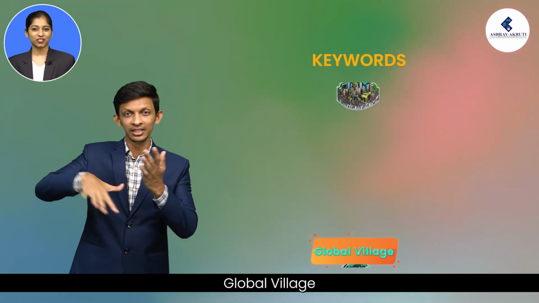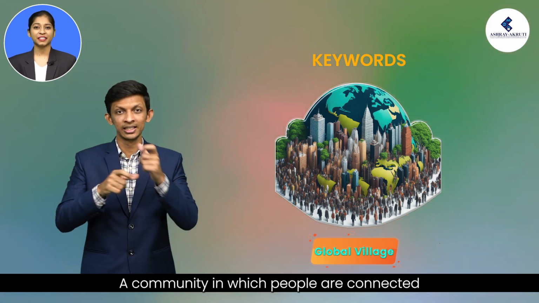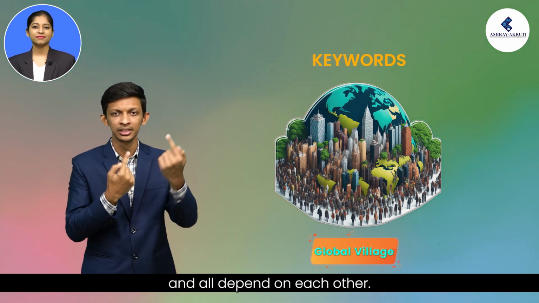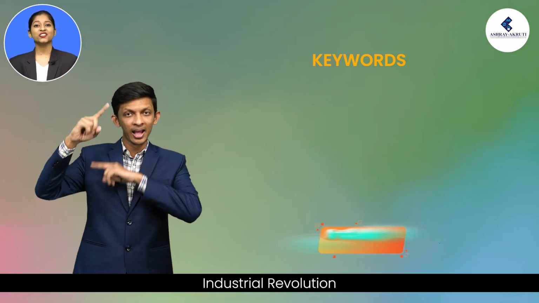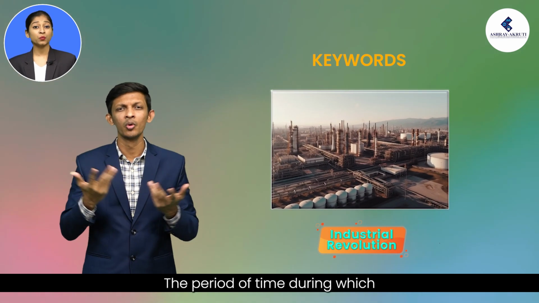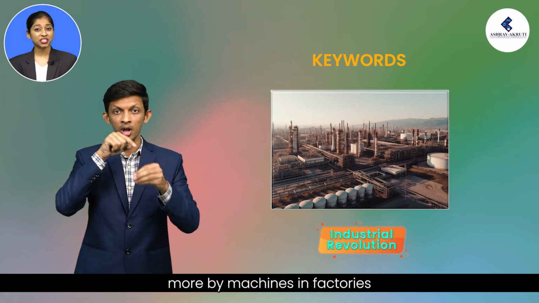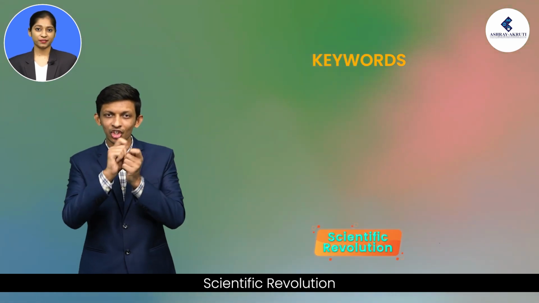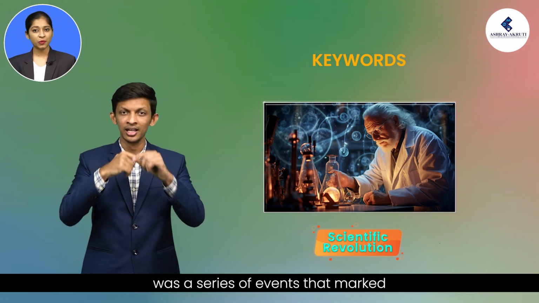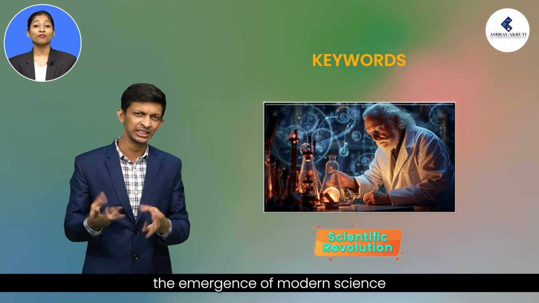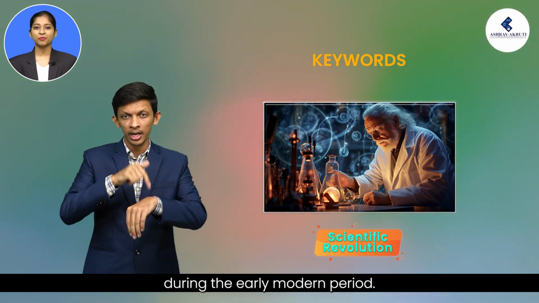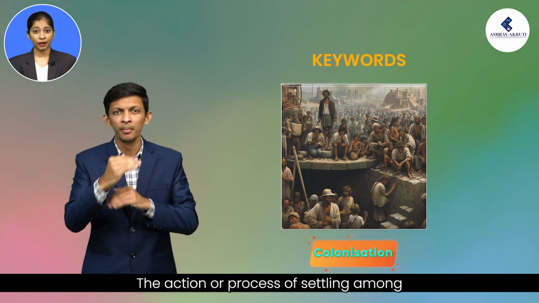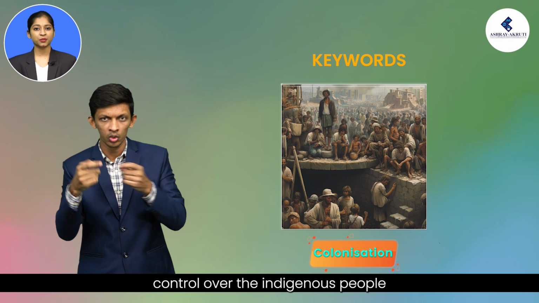Keywords: Global village, a community in which people are connected by computers, television, etc. and all depend on each other. Industrial Revolution, the period of time during which work began to be done more by machines in factories than by hand at home. Scientific Revolution. The Scientific Revolution was a series of events that marked the emergence of modern science during the early modern period. Colonization, the action or process of settling among and establishing control over the indigenous people of an area.